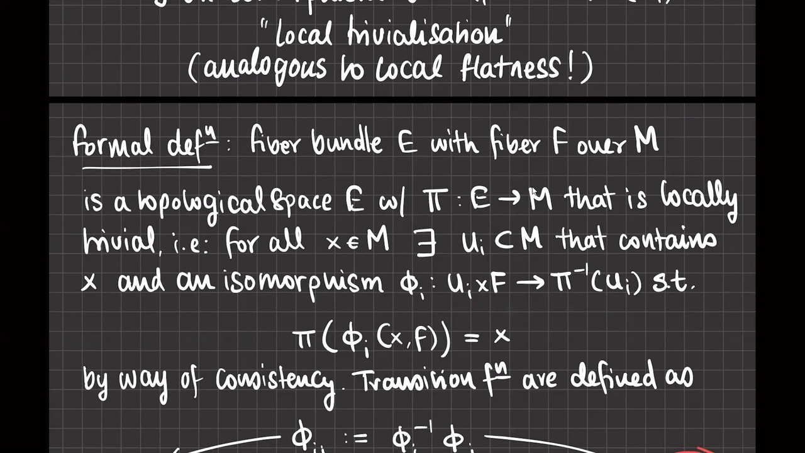If I want to act with phi_i on something, it's going to act on an element of this set, which looks like this. That's what I've written here. When I act with phi_i, that takes me into pi inverse U_i. And then when I act on that with pi, I just get back x, because what the projector does is it says, forget about the fiber, just give me the first value. So that's the formal definition.